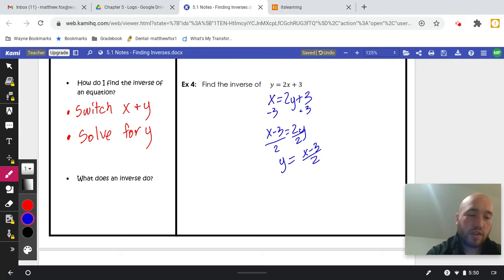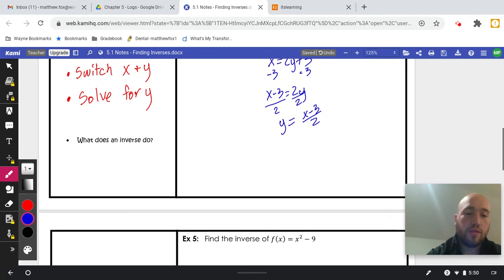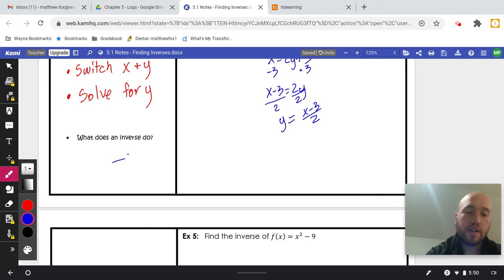Now, what does an inverse do? We're going to show that over here.